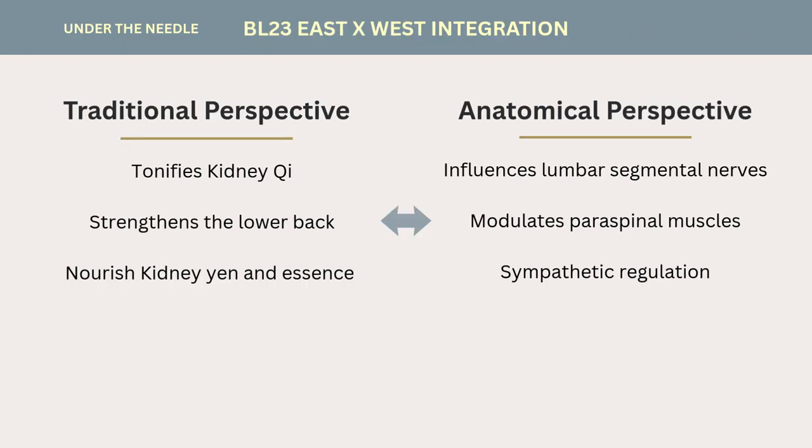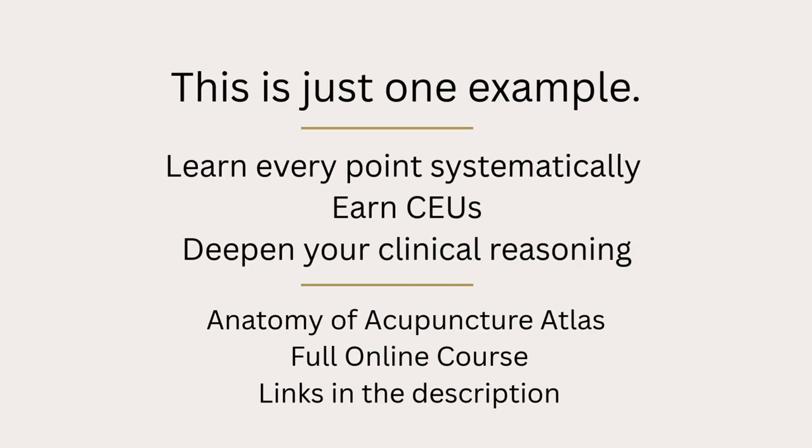In traditional Chinese medicine, Bladder 23 is described as tonifying kidney qi, strengthening the back, and nourishing kidney yin and essence. Viewed through a modern or Western lens, this translates to lumbar motor control and regulating autonomic output. The classical idea of kidney deficiency may reflect a presentation of lumbar instability, fatigue, or autonomic imbalance. This is just one example of the anatomy we explore.